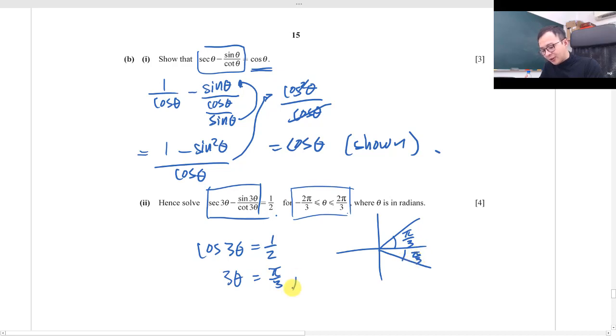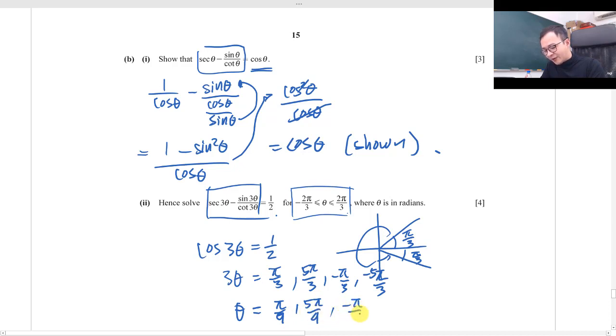So my second angle here should be 2 pi minus pi over 3, right? Which is 5 pi over 3. And my negative angles will be exactly the same, negative pi over 3 and negative 5 pi over 3. So in order to find theta, I will divide by 3 for every single one. Theta is pi over 9, 5 pi over 9, and negative pi over 9, and negative 5 pi over 9. Yep, this is how you get all the answers here.